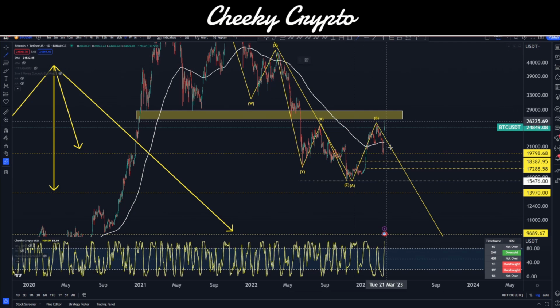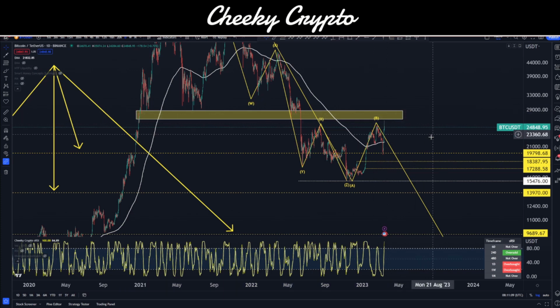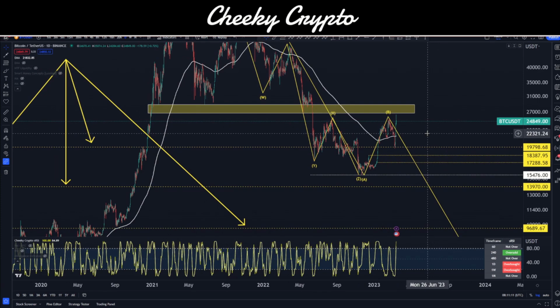Based on the stochastic RSI and momentum behind the price right here, yeah, I would say that we are pretty much going to be finding this as resistance. Now, I said we can push up a little bit further here, right up into that 28K if we needed to, but I just don't think that's likely to occur.